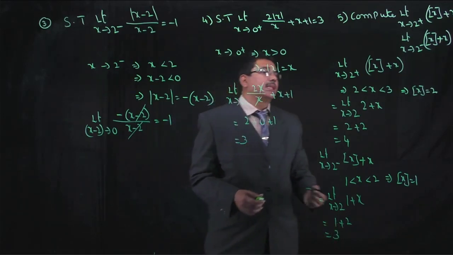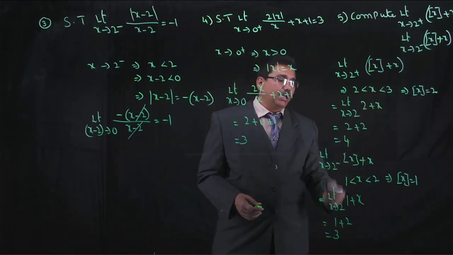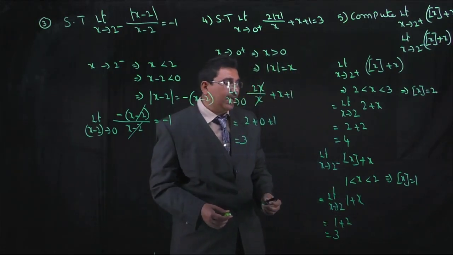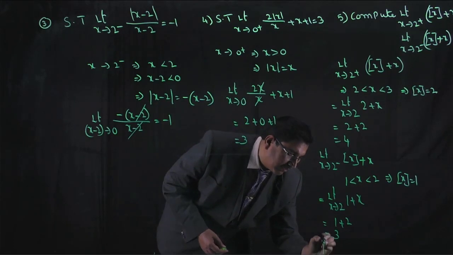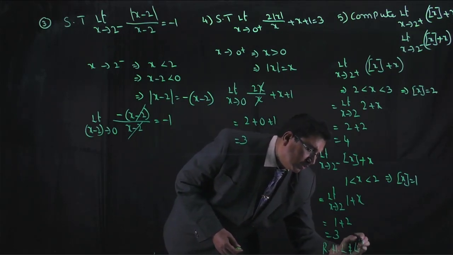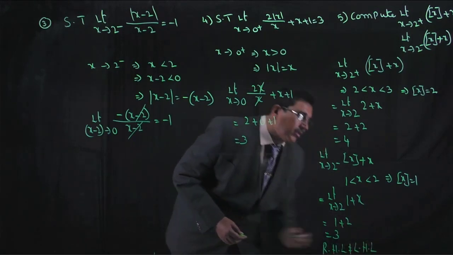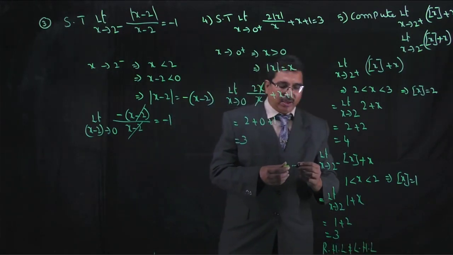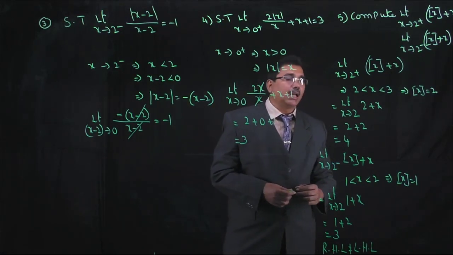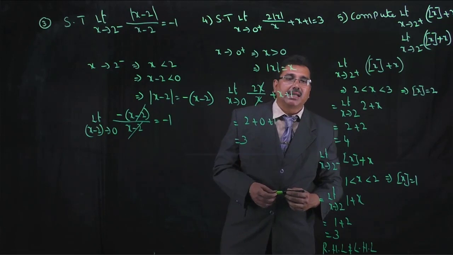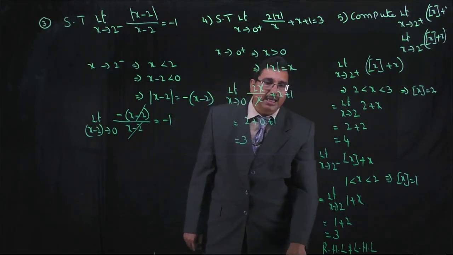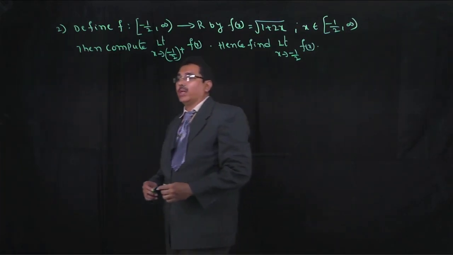This is the right hand limit and this is the left hand limit. Here the right hand limit is not equal to the left hand limit. Therefore limit x tending to 2 of box x plus x does not exist. Let us see the next one.